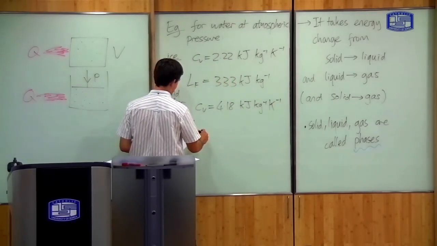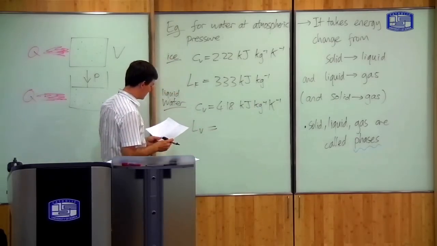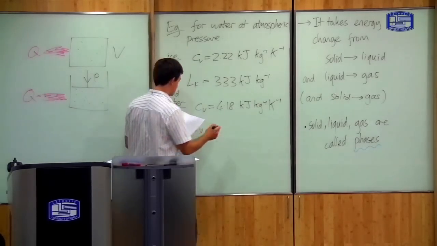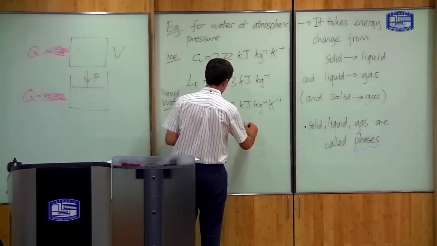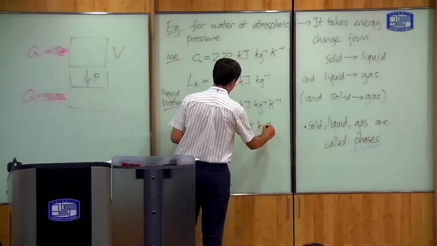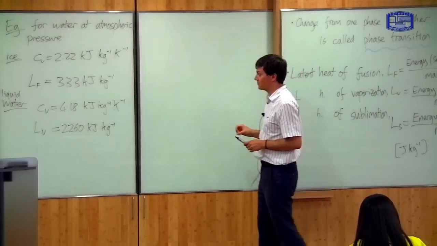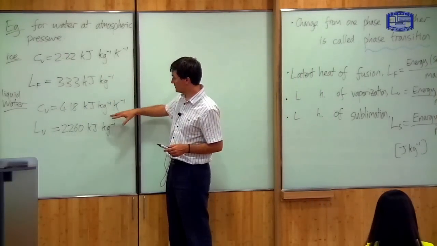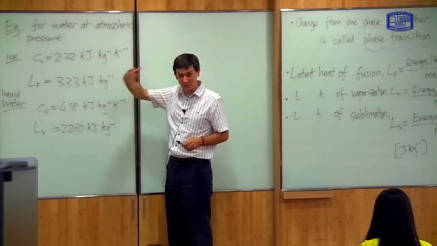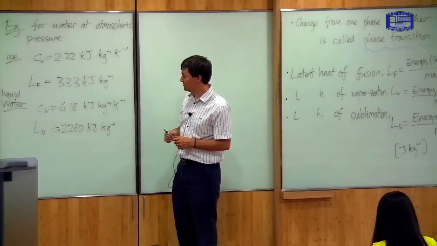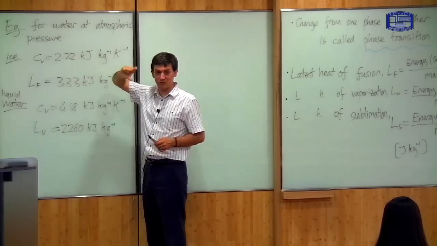Then finally, when you turn the liquid water into a gas, you find a latent heat of vaporization of 2,260 kilojoules per kilogram. Okay, so you see from here a couple of things you can note. As I said, the heat capacity of liquid water is bigger than the heat capacity of ice. So it takes more energy to heat liquid water. And secondly, the latent heat of fusion is much bigger than the energy required to increase the temperature by 1 degree.